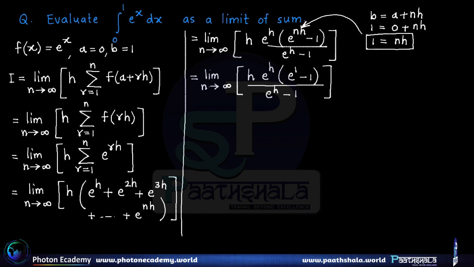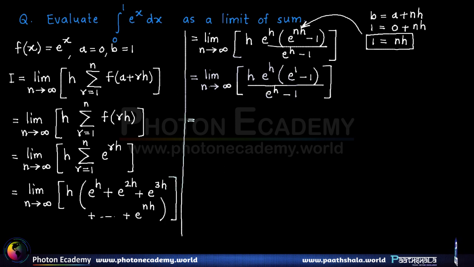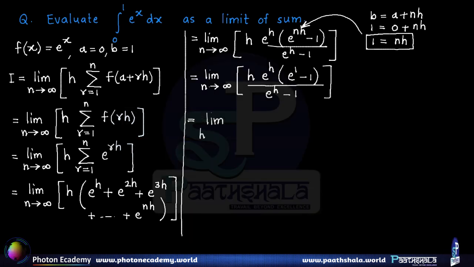Okay. Now if you observe, the expression whose limit we have to find contains the variable h, isn't it? So that means if we can change the variable of the limit, it will be helpful for us. So therefore as n tends to infinity, it is equivalent to saying that h tends to 0, isn't it?